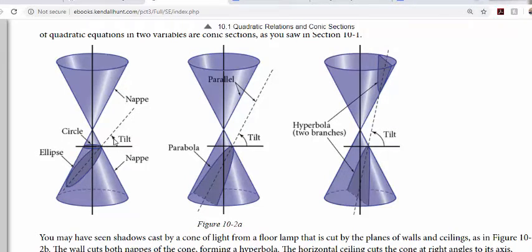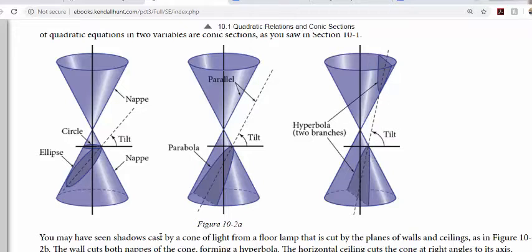And then as we get these tilts or these angles from the perpendicular, we get different conic sections. So an ellipse is basically a circle that's been dilated. A parabola, you can see this tilt here is creating just part of that ellipse. And then once you get a pretty extreme tilt, the plane ends up intersecting both nappes, and you end up with a hyperbola that basically has 2 branches.